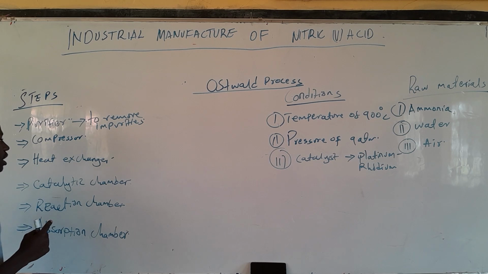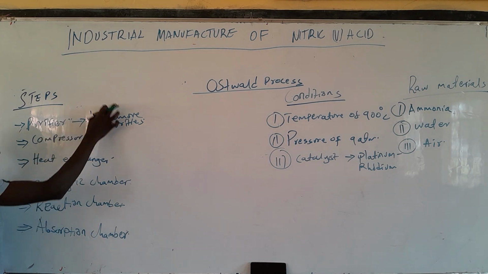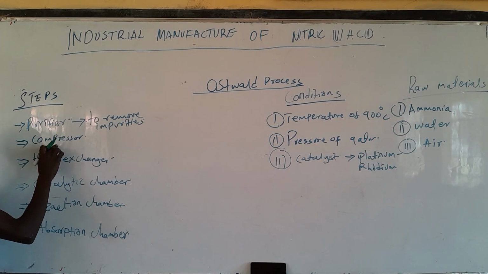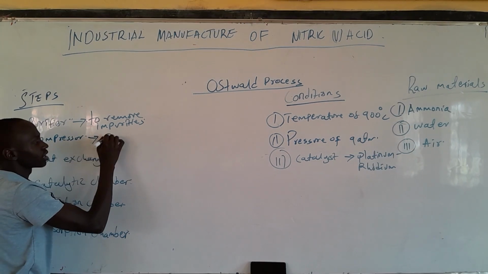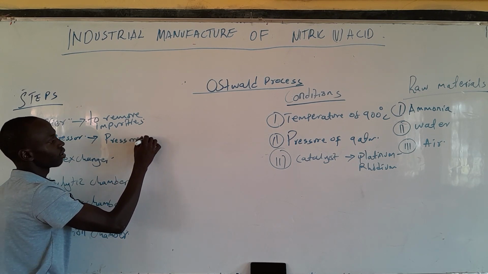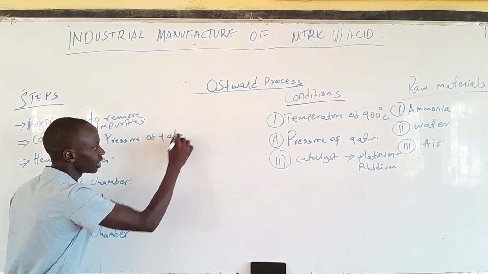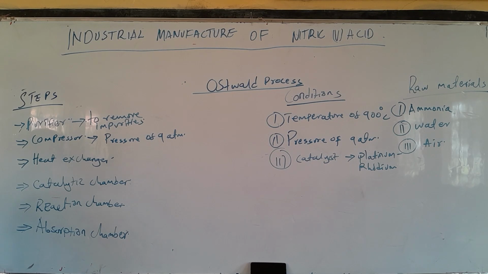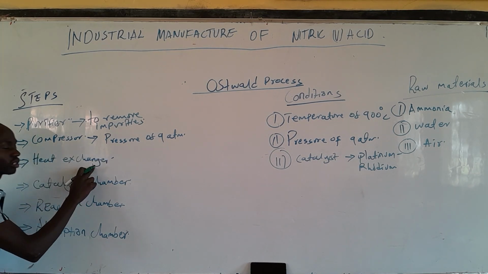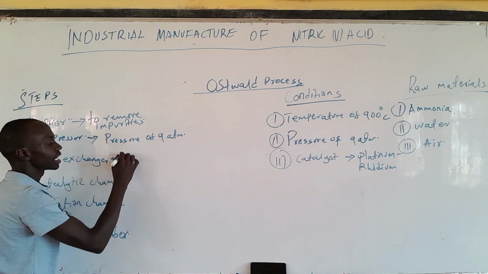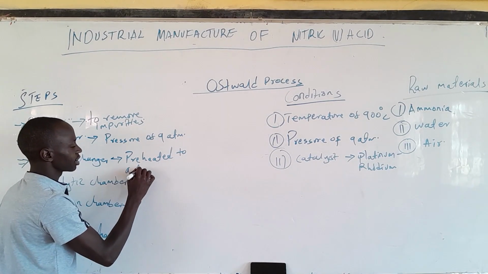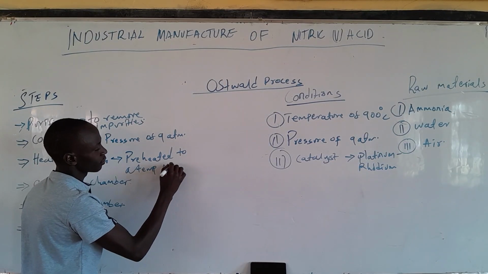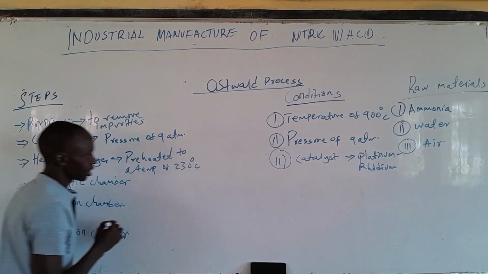After the purifier, the mixture of air and ammonia is pumped to the compressor, where the air is compressed to a pressure of 9 atmospheres, that is to reduce the volume of the two gases. After the compressor, the mixture is then pumped to the heat exchanger, where it is preheated to a temperature of 230 degrees Celsius.